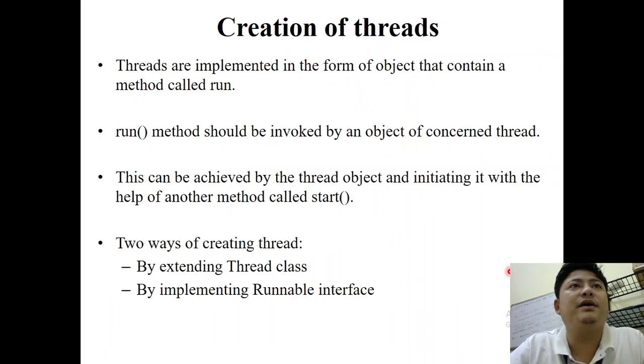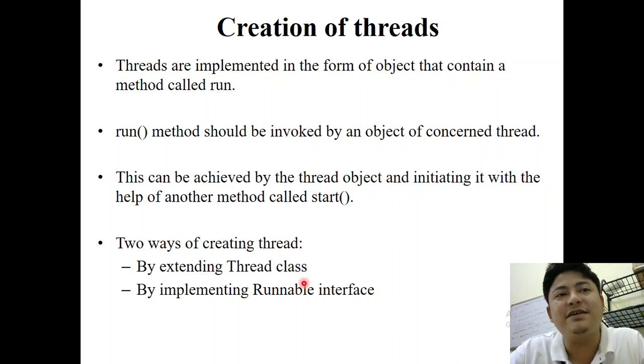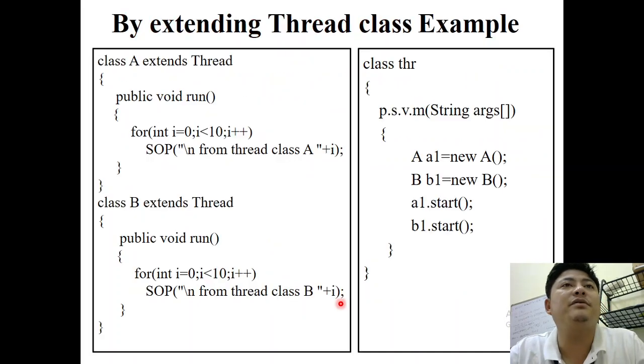Same thing over here. Threads are implemented in the form of objects that contain the method run. The run method should be invoked by an object containing the thread. This can be achieved by the thread object initiating it with another method called start, which I will cover. So there are two ways of creating a thread: by extending the Thread class or by implementing the Runnable interface. Now let us talk about the Runnable interface.